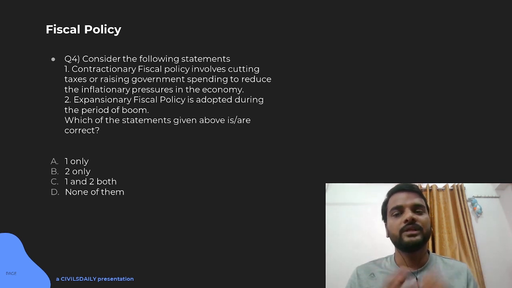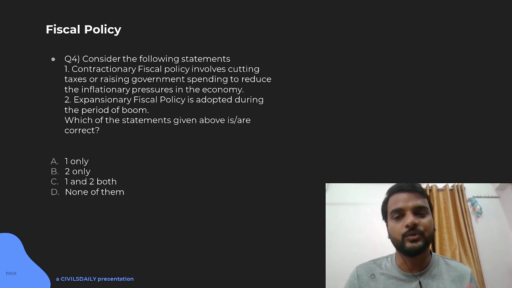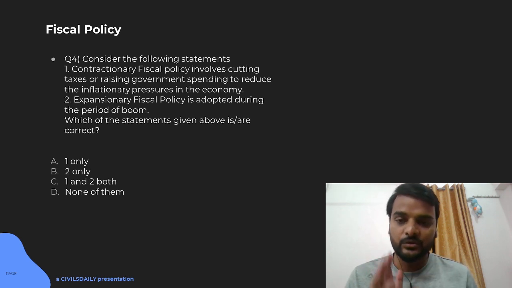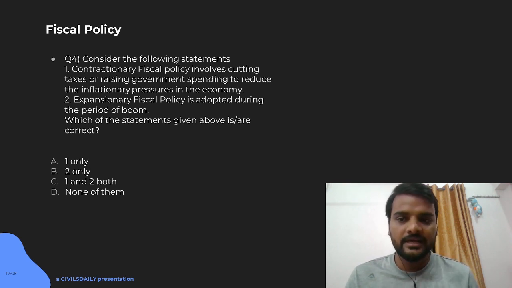So there is less money in the hands of people, so they will spend less. So contraction, and you will cut government expenditure. Less money in the hands of people, so that will be contractionary. This kind of policy is followed when growth is high and the government tries to withdraw from the market. It spends less. Expansionary fiscal policy is adopted during the period of boom.